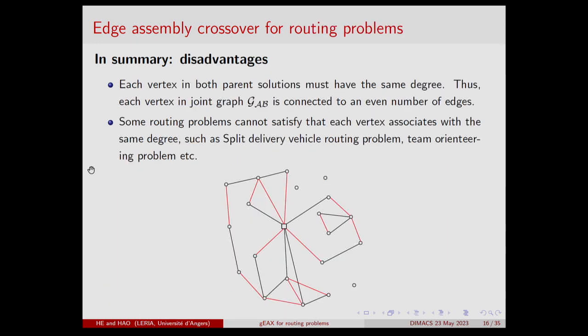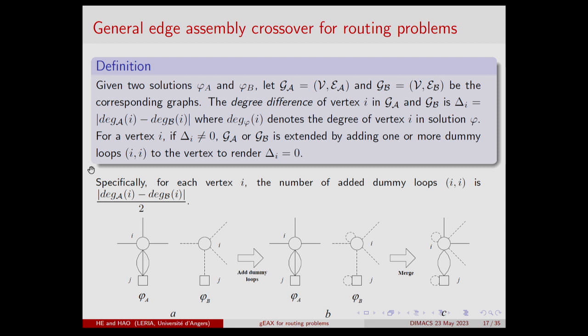But there are some disadvantages. Remember that in the CVRP, each customer should be visited exactly once for all feasible solutions. Given this joint graph, the degree of each vertex is an even number. However, in some routing problems, this property cannot be satisfied, such as the team orienteering problem and the split delivery vehicle routing problem. So what can we do if we still want to use this crossover to produce offspring solutions? It's our main work. The easiest way is to add some dummy loops to some solutions. In this process, we define a degree difference of vertex i in two parent solutions, delta i, which equals the absolute value of degree A_i minus degree B_i.